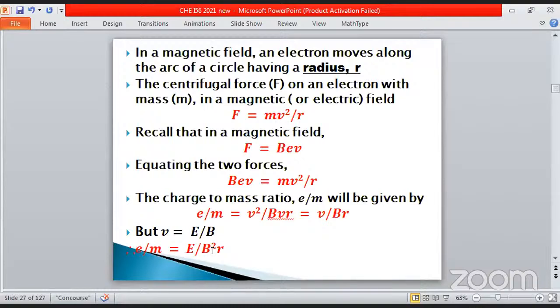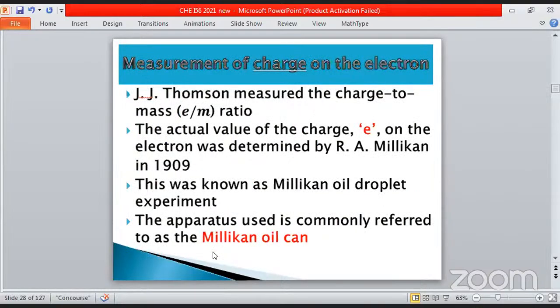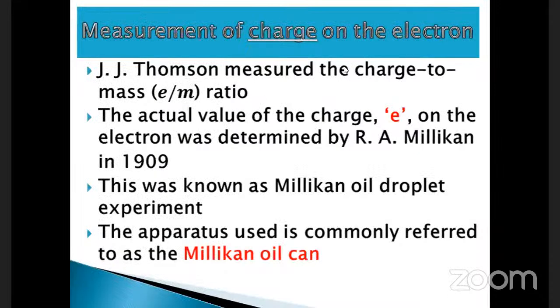Let's move on to the next experiment that was carried out. Since we now have a value for the mass to charge ratio, research moves forward, progresses. We don't just stay there. So by 1909, there was need to determine the actual value for the charge, that is the e.